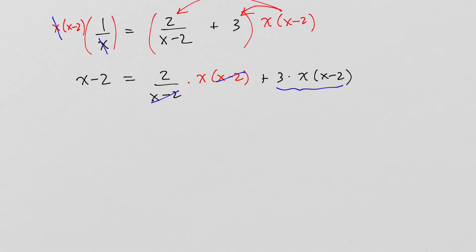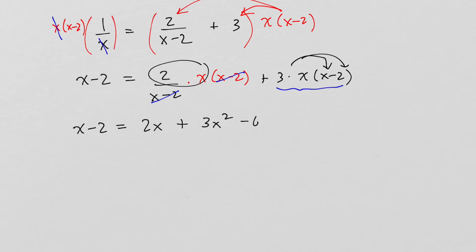So in our next step, let's just clean things up a little bit. Here we have 2 times x, which is 2x. And here we have 3x multiplied by x minus 2. So 3x times x is 3x squared, and 3x times -2 is -6x. Now we can see we have a quadratic equation. On the right-hand side, we can combine 2x minus 6x to make -4x.